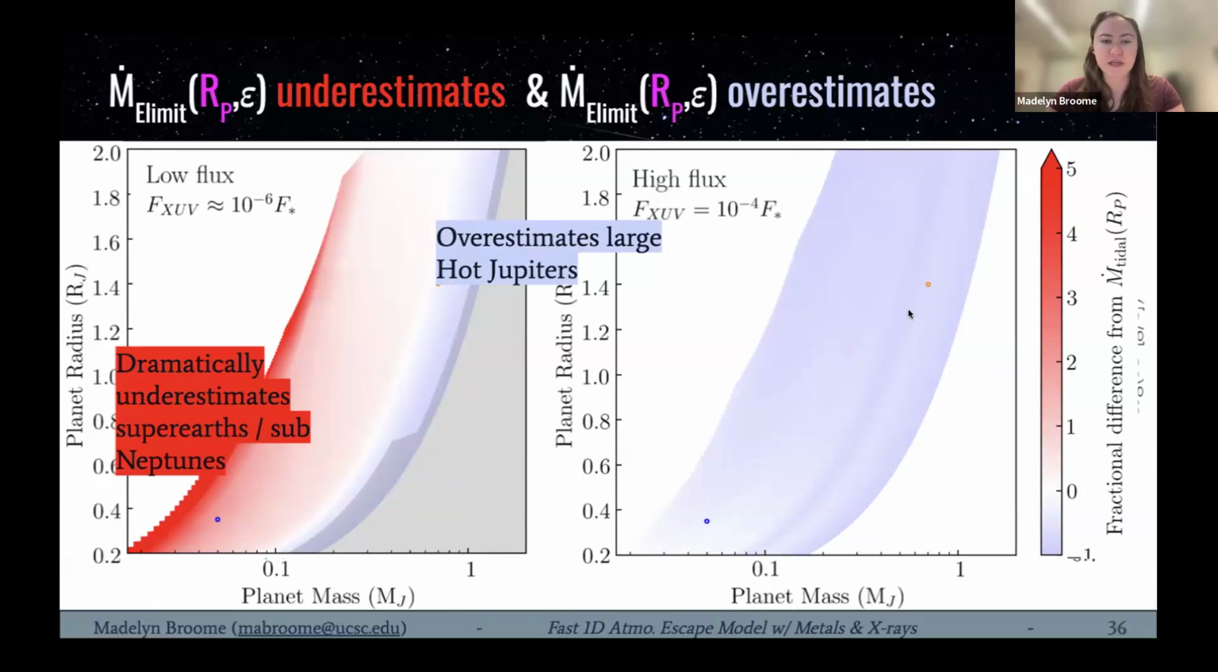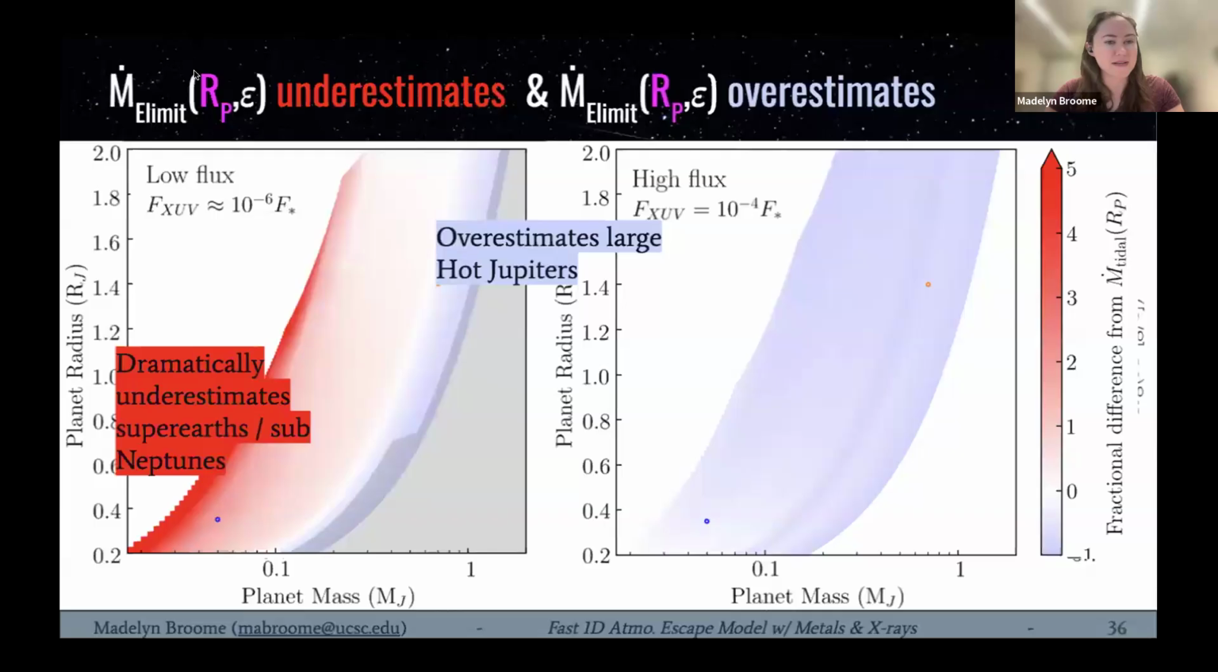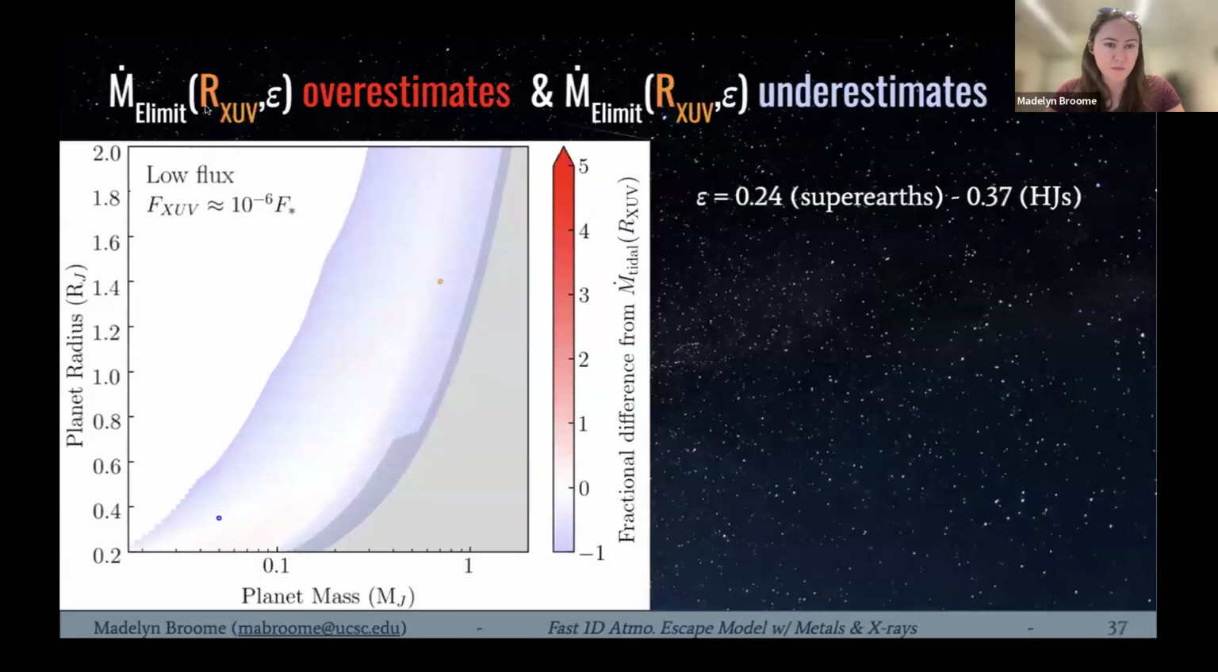And in the high flux case, the reason we don't see it underestimating and always see it overestimating is because, again, these are recombination limited outflows. They're not energy limited. And so energy limit is estimating it to be a more efficient process than it actually is. So focusing just on the low flux case, what if instead of calculating energy limited mass loss rate at the planet's surface, but at RXUV, at that wind launch radius, the one we saw that was affected by the presence of X-rays and metals, if we calculate the energy limited mass loss there, we find that it is actually in much better agreement with our calculated mass loss rates.